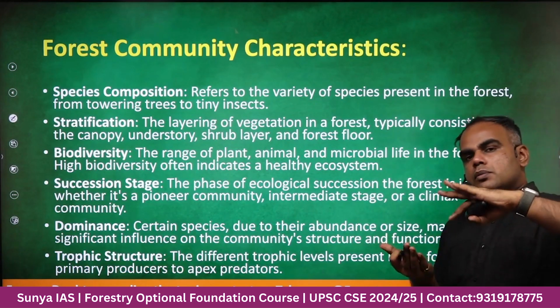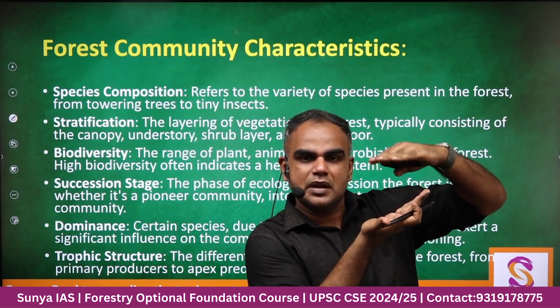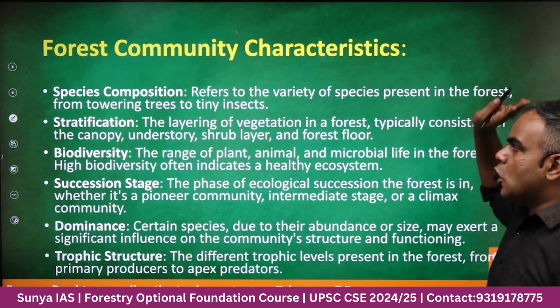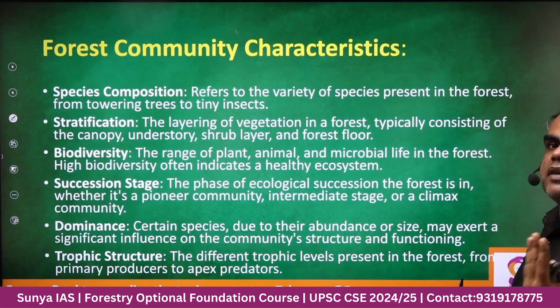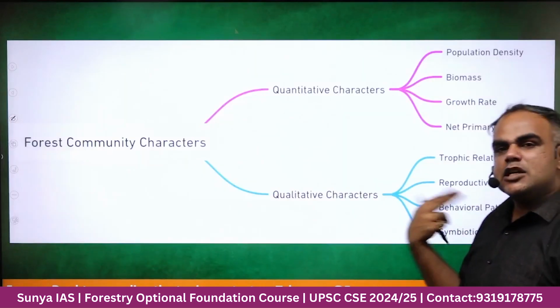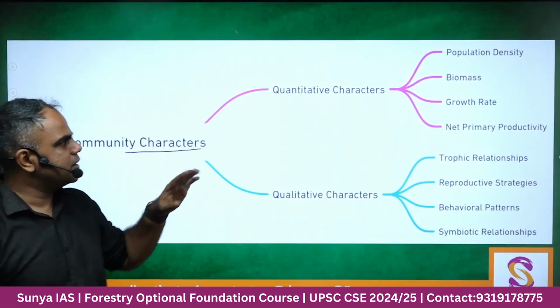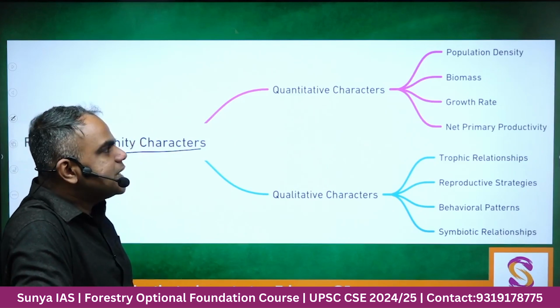I've told you how the pyramids are arranged. At the base you have the primary producers, and then you have different layers. That is known as trophic structure. All these are macro; they give you a bird's eye view. The micro perspective is community characters, which can be explained in an easier manner in two ways: qualitative and quantitative.